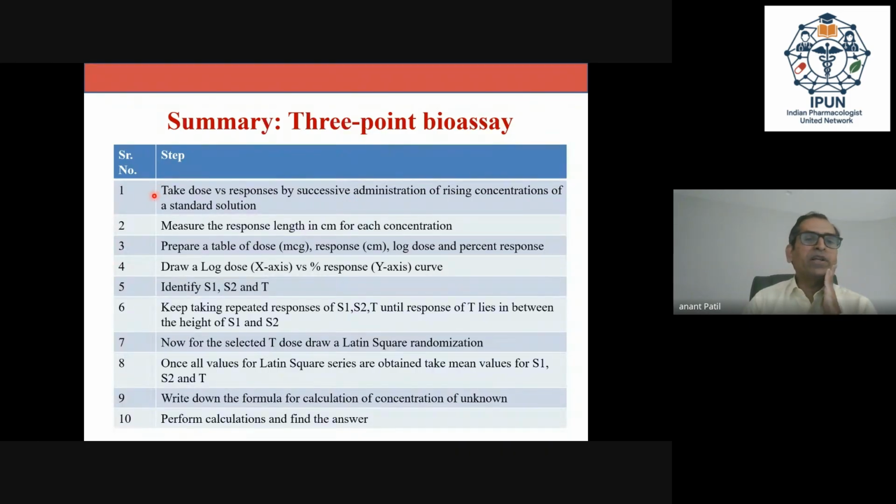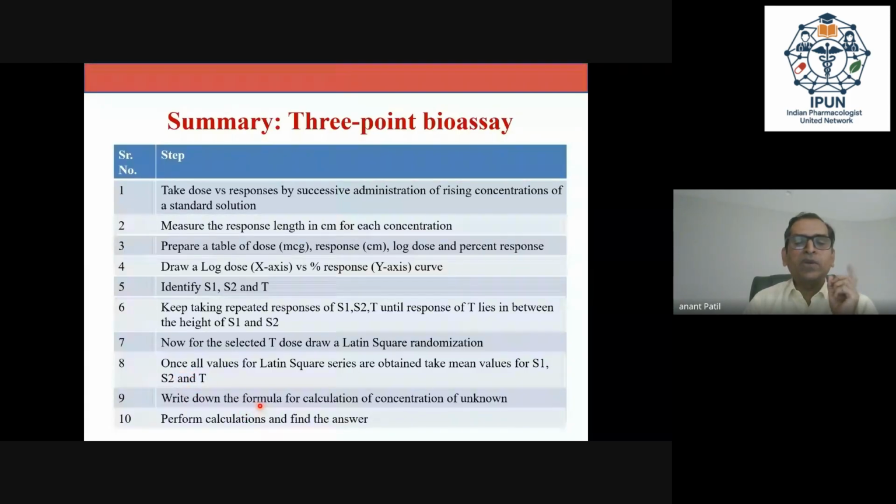Once again, the 10 steps. First step, you take the DRC. After you take the DRC, you measure the length in centimeters. Then prepare a table: dose, response, convert dose into log dose, convert response into percentage response, draw the log dose versus response graph, identify S1, S2, and T. S2 should be double S1, and both of them should fall in the middle part, that is 25 to 75% response, and T should fall between S1 and S2. And then go for the Latin square design, S1, S2, T, S2, T, S1, and likewise. And then calculate the mean of all of these values and write down that formula.